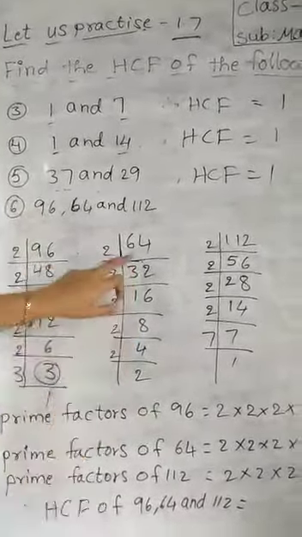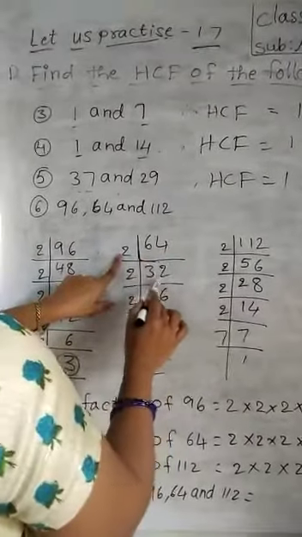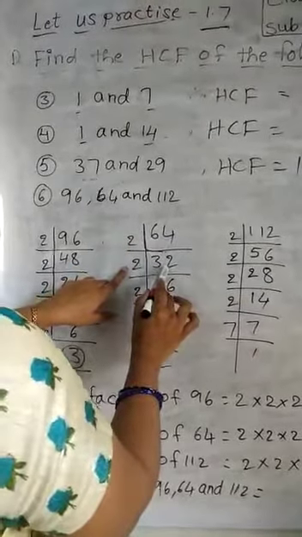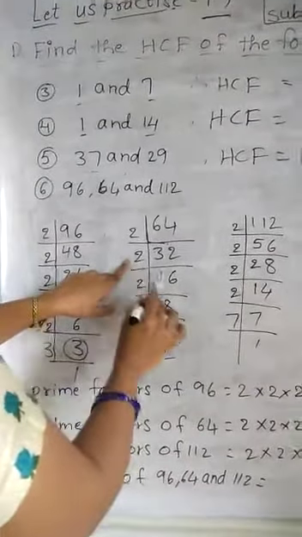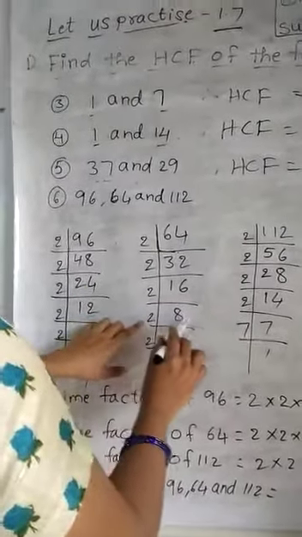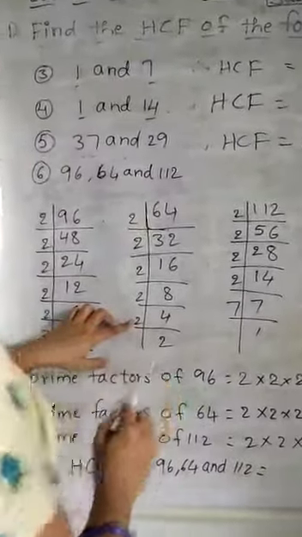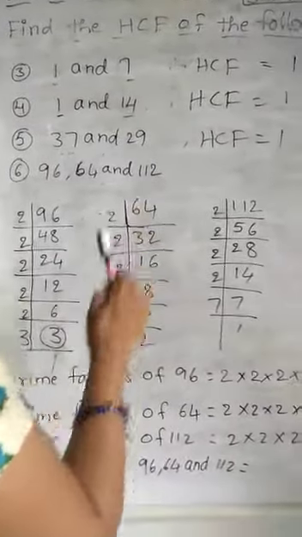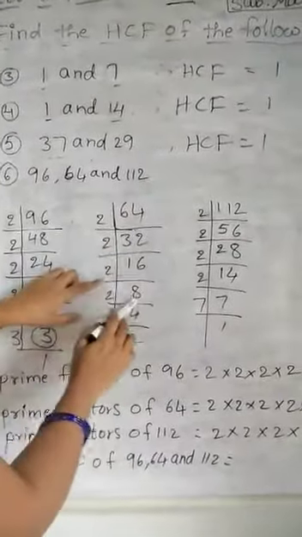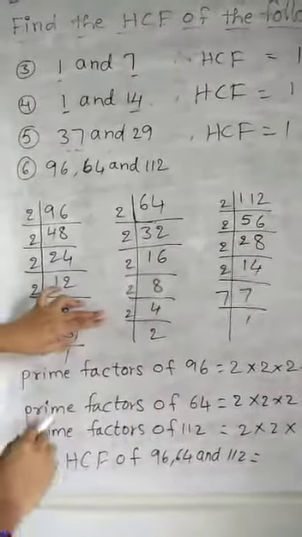Next, to find the prime factors of 64, which is the least prime factor? 2. 2 divides 64 32 times. This 32 is divisible by 2, 16 times. 2 divides 16 8 times. 2 divides 8 4 times. 2 divides 4 2 times. 2 2s are 4. 2 32s are 64. 2 16s are 32. 2 8s are 16. 2 4s are 8. Also 2 2s are 4. These are the prime factors of 64.